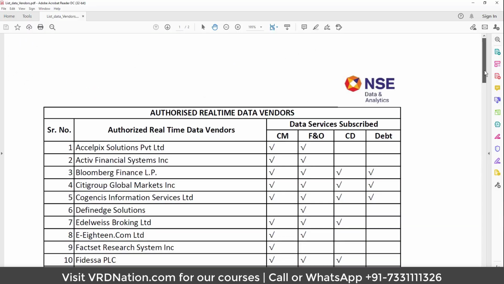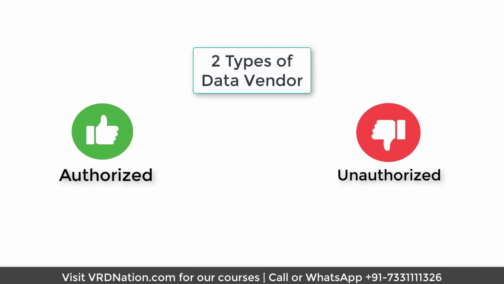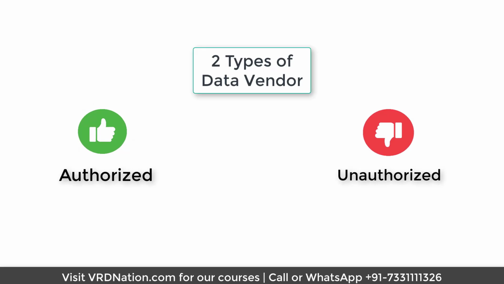But apart from that, there are other data vendors also that you can explore. Now, the unauthorized data vendors, as the name suggests, are not authorized by the stock exchange to distribute the data. It means they don't have the permission to distribute the data. But because they don't have to pay the stock exchange the license fee, they are offering data at much cheaper prices as compared to the authorized data vendors. And this is where I see a lot of people get confused. They keep asking me, should I go with an authorized data vendor? Should I go with an unauthorized data vendor? There is so much difference in the price.